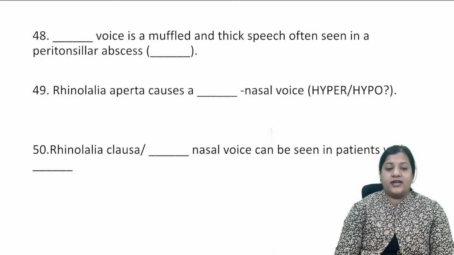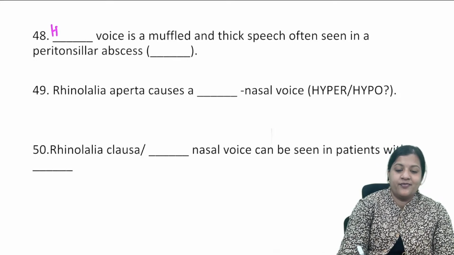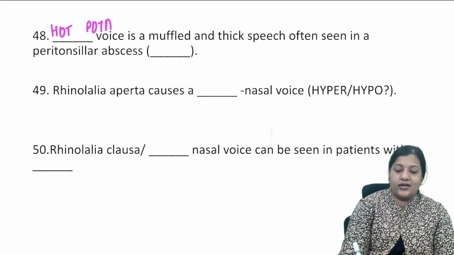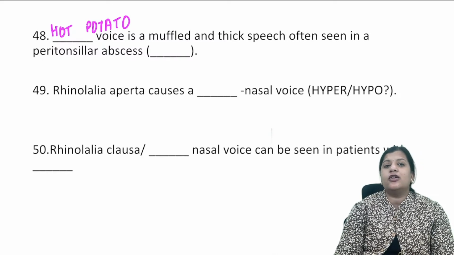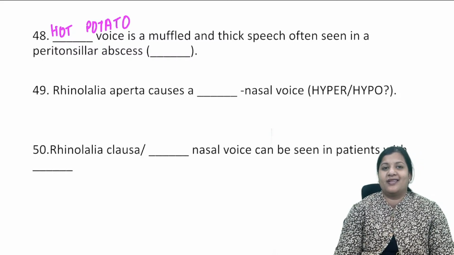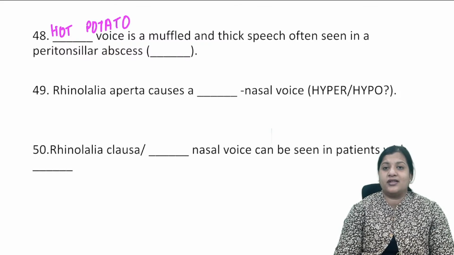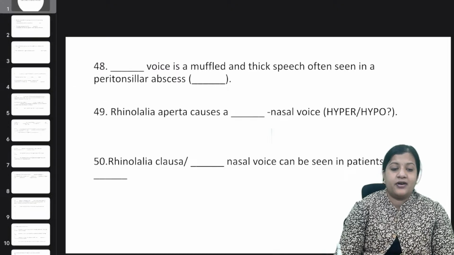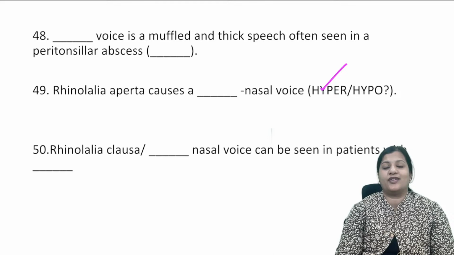What type of voice, muffled and thick speech, is often seen in peritonsillar abscess? What is that voice called? Hot potato voice. Very good. Rhinolalia aperta causes a hyponasal or hypernasal voice? In aperta there is increased nasal resonance. It causes a hypernasal voice. Very good.